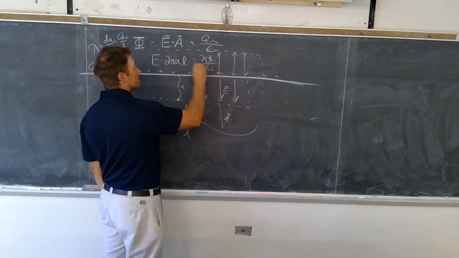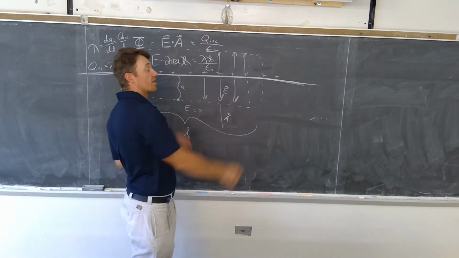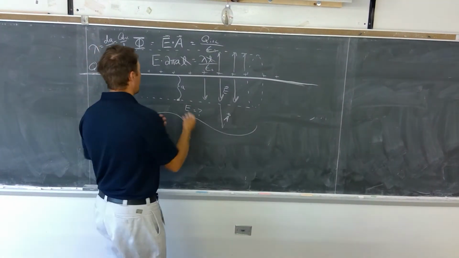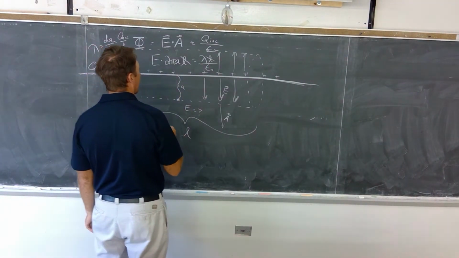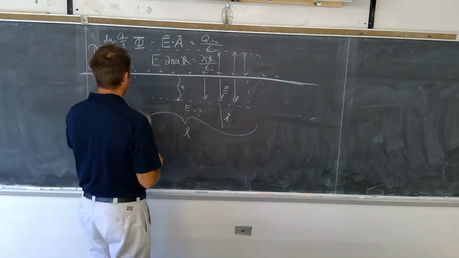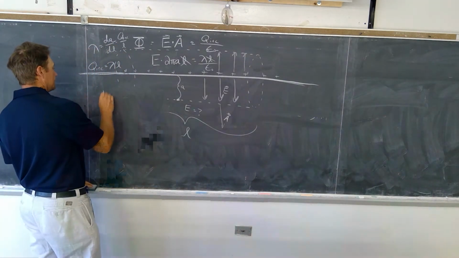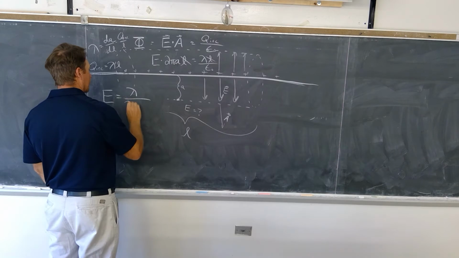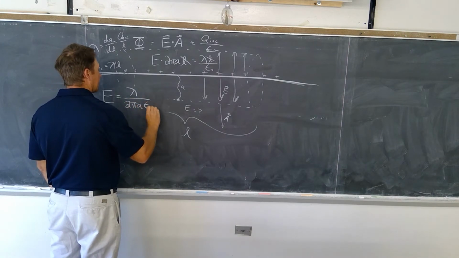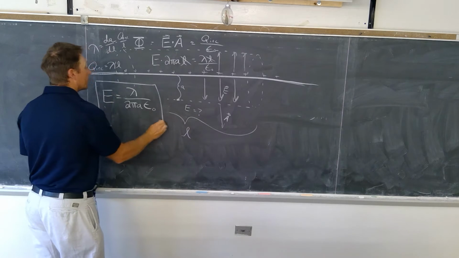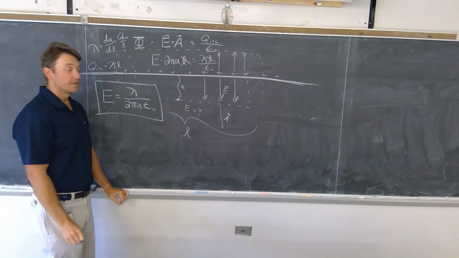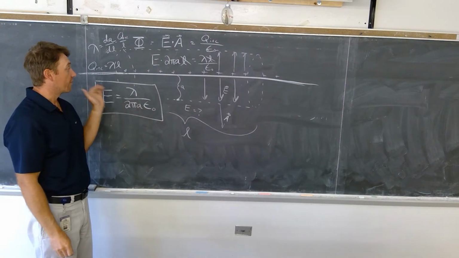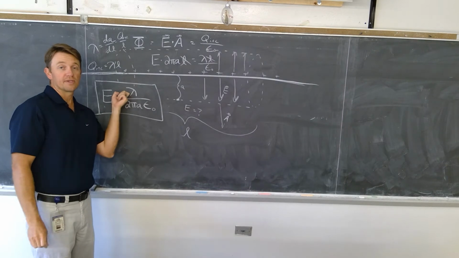Which means that the L, the length of my Gaussian surface, is arbitrary. It doesn't matter, it cancels out. So divide by 2 pi a, and I have my final equation: lambda divided by 2 pi a epsilon naught, and that will give me the electric field strength at some distance a away from a line of charge with charge density lambda.